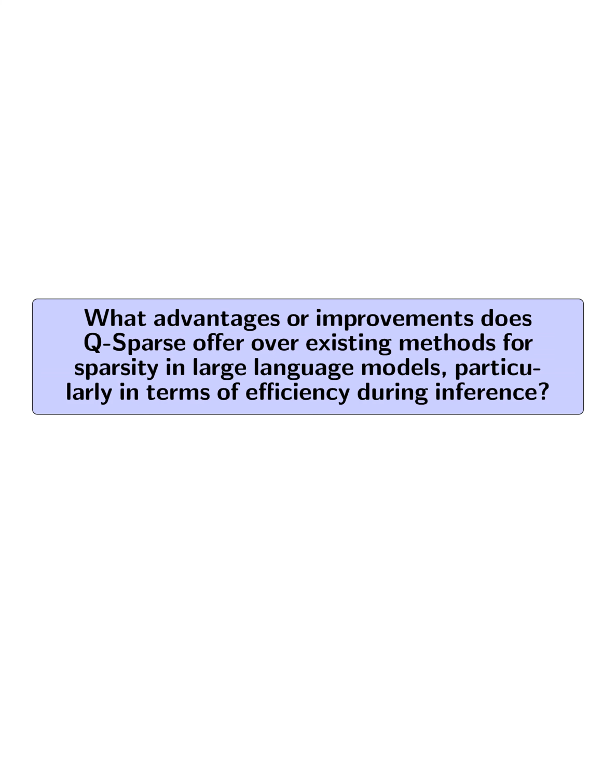What advantages or improvements does Q-Sparse offer over existing methods for sparsity in large language models, particularly in terms of efficiency during inference?